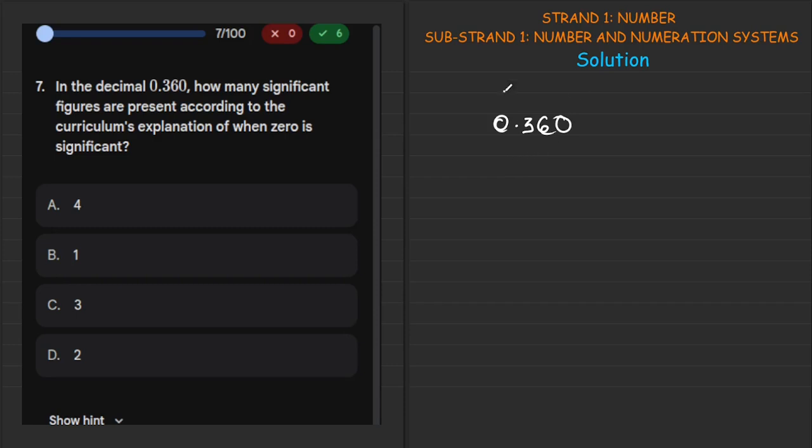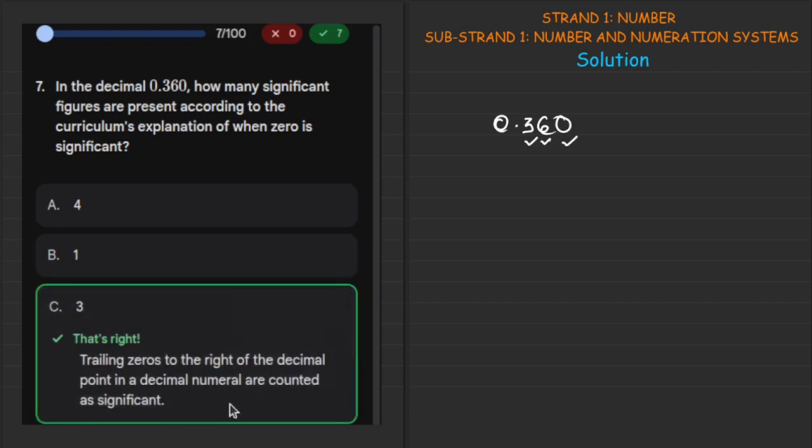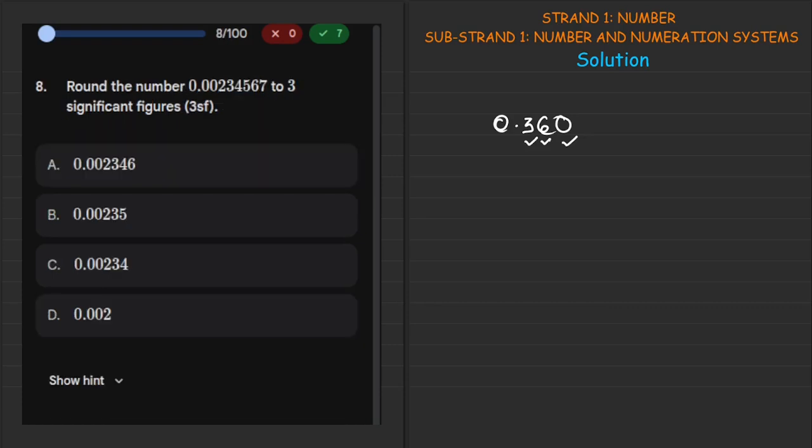Significant as well. So in this case, this is a leading zero. Leading zeros are not significant. Hence, if we want to actually count our significant figures, it starts from here, the 3, 6, and then 0. You see, so this 0 we have here is a trailing zero. It is significant. Hence, we have 3 significant figures. So as you can see, the reason says trailing zeros to the right of the decimal point in a decimal number are counted as significant.